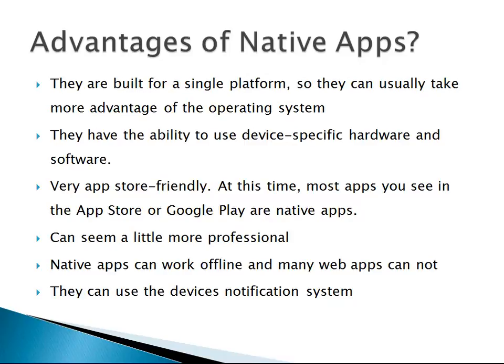Native apps can work offline, and many web apps cannot. So with native apps, you usually don't need an internet connection. With a lot of the web apps, you do, but not all of them. They can use device notification systems, so they can use those little alerts that pop up in your phone. But with PhoneGap, you can use that as well. So if you're using PhoneGap, basically all of these don't really matter because you can pretty much do the same thing.